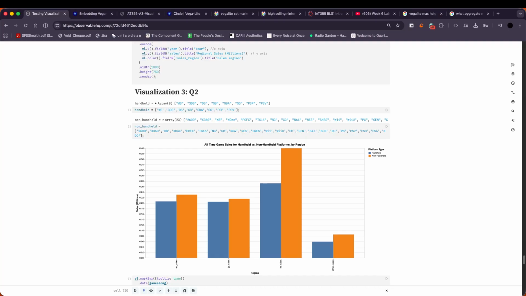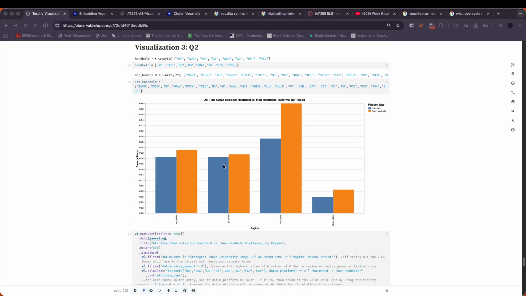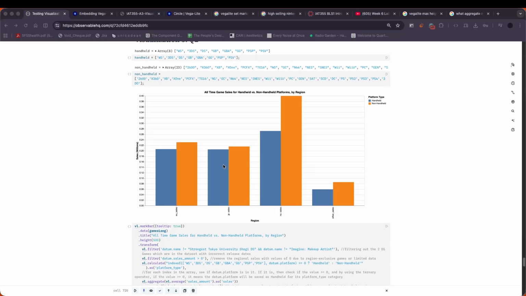Next, visualization 3, Q2. How do the sales of games for handheld consoles across the world differ from non-handhelds? Do some regions prefer handhelds more than others? So I just wanted to know culturally, lifestyle-wise, essentially, how do these stack up? Do different people in different places prefer different platforms? How does that work? Overall, it's pretty much the same.